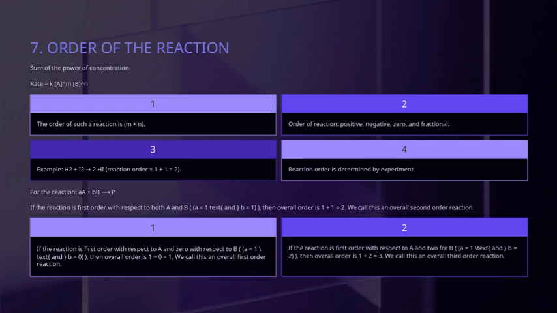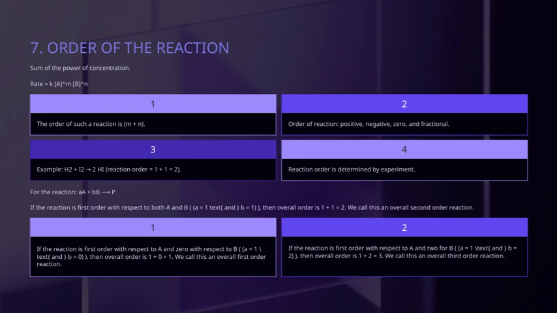For example, if a reaction is first order with respect to A and 0 order with respect to B, that is, A equals 1 and B equals 0, then the overall order is 1 plus 0, which equals 1. In this case, we call it an overall first-order reaction. Similarly, if the reaction is first order with respect to both A and B, meaning A equals 1 and B equals 1, then the overall order is 1 plus 1, which equals 2. That makes it an overall second-order reaction.